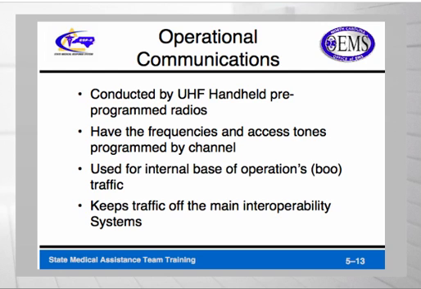Now that we've covered some introductory information, we'll begin covering operational communications. Most operational communications in and around the deployment area will be conducted by means of UHF pre-programmed radios. These are the common walkie-talkie type radios that have the frequencies and access tones pre-programmed by channel. These are used in operational areas for internal and maintenance traffic. Use of these radios for these purposes keeps traffic off of the main interoperability systems.